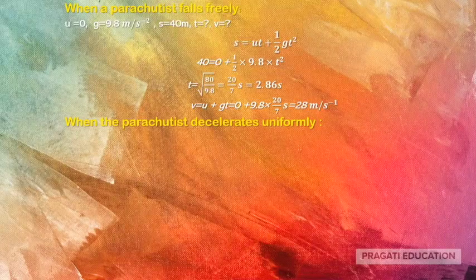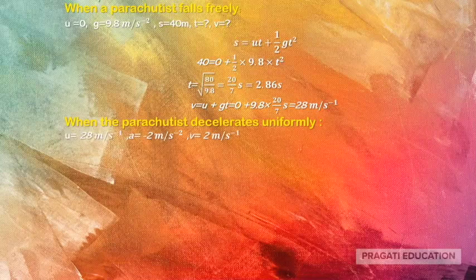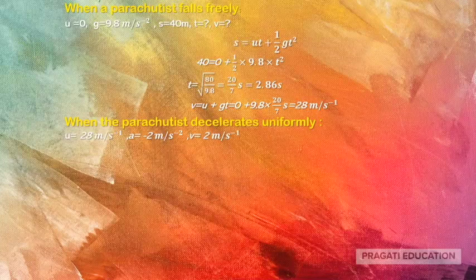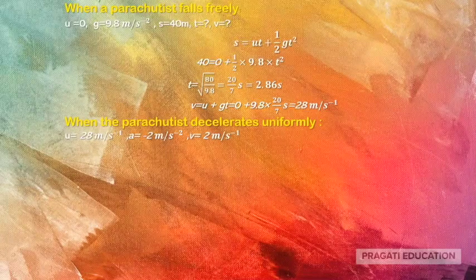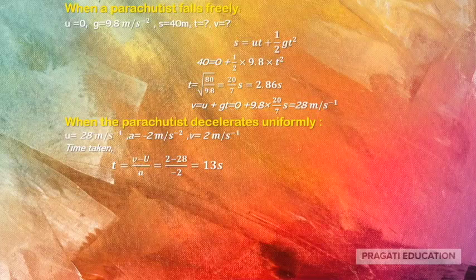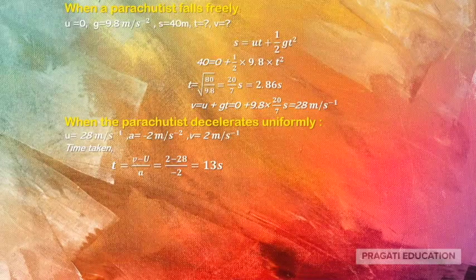Now the second case starts when the parachutist retards uniformly, because his parachute is open. Now he is not in the free fall situation. Now he will move with the speed 28 meter per second, and acceleration is not g. Now acceleration is -2. Why -2? Because he is retarding, and the final velocity is 2 meter per second. Now our main question here is how much time he will take to descend to earth.